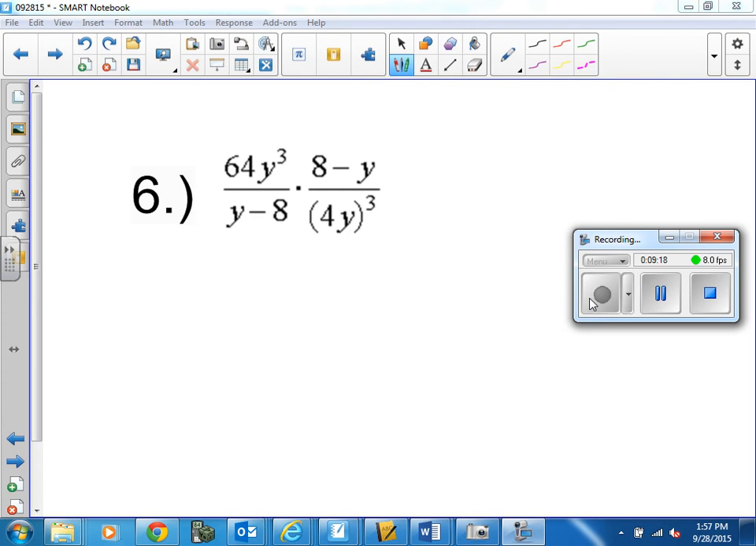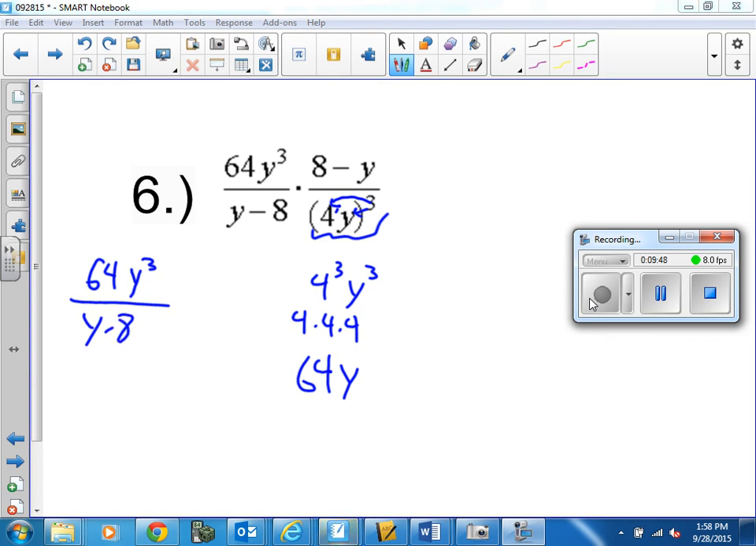So I would look at this 4y to the third. Remember, that 3 goes with the 4, 4 to the third, y to the third. Remember, if you go back, when you have a power raised to another power, you multiply the exponents. So it's 4 to the first times 3, so that's 4 to the third, y to the third. So what is 4 to the third? 4 times 4 is 64, y to the third. So now we have 64 y to the third all over y minus 8, times 8 minus y all over 64 y to the third.